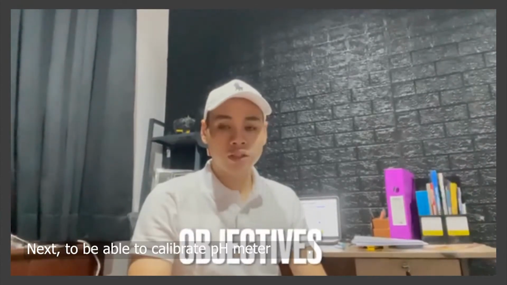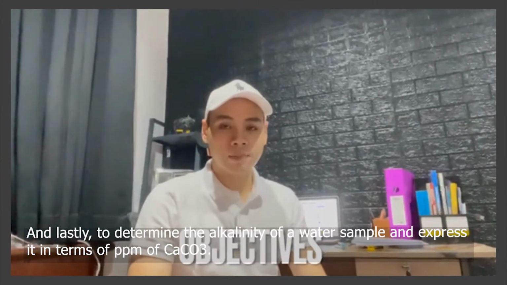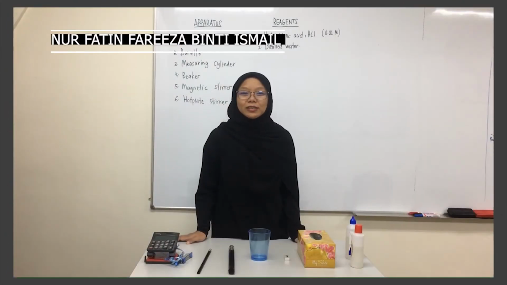Next, to be able to calibrate a pH meter, and lastly, to determine the alkalinity of a water sample and express it in terms of ppm of calcium carbonate. So today I will tell you about the apparatus and the reagents that will be used in the alkalinity test.